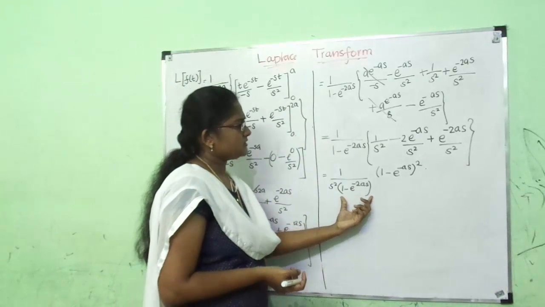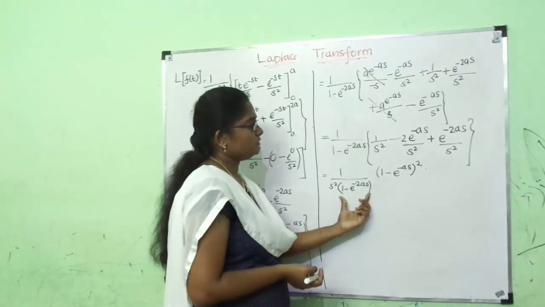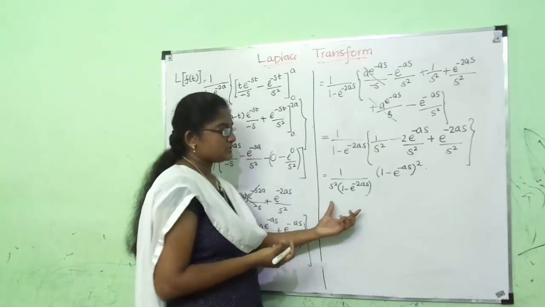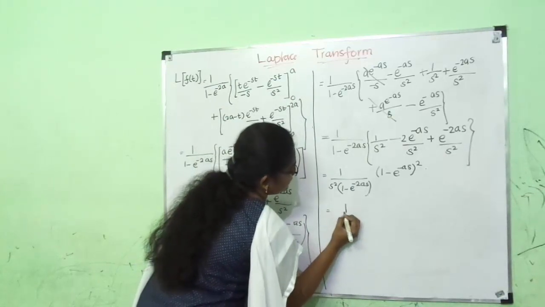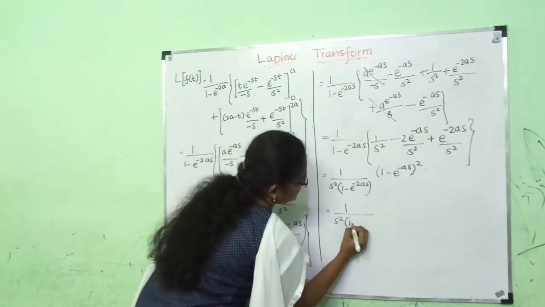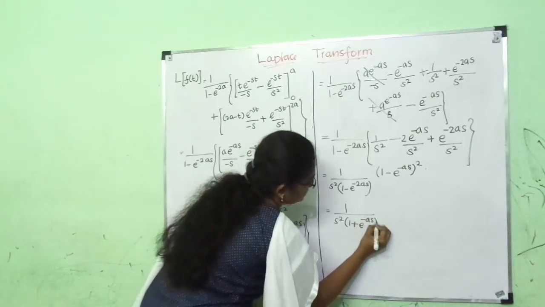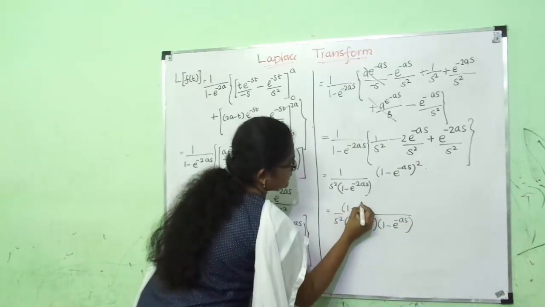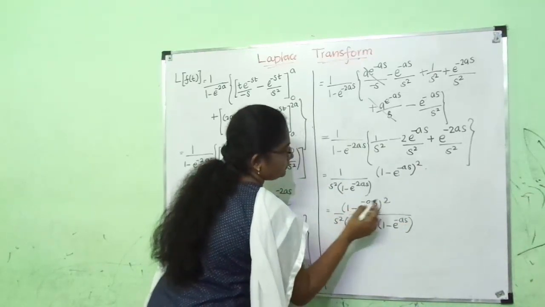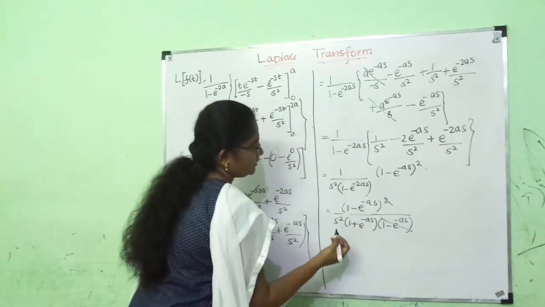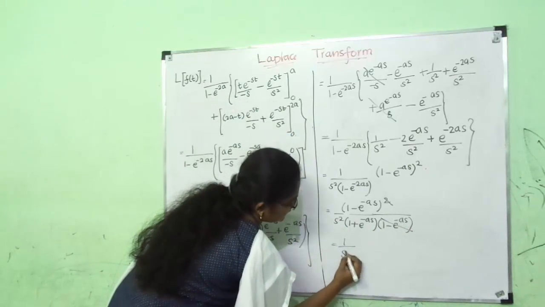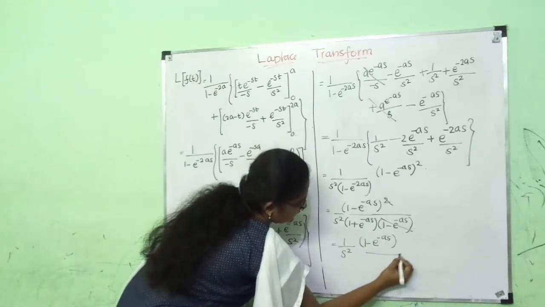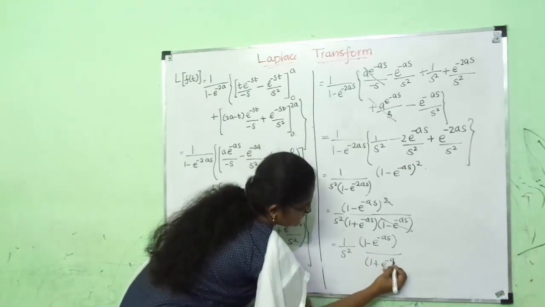Look at here, this is of the form a square minus b square. So that we can split this term into a plus b into a minus b. I am going to do this in the next step. 1 by s square into 1 plus e power minus as into 1 minus e power minus as, divided by 1 minus e power minus as the whole square. Now this one gets cancelled, so write the remaining terms, 1 by s square into 1 minus e power minus as divided by 1 plus e power minus as.